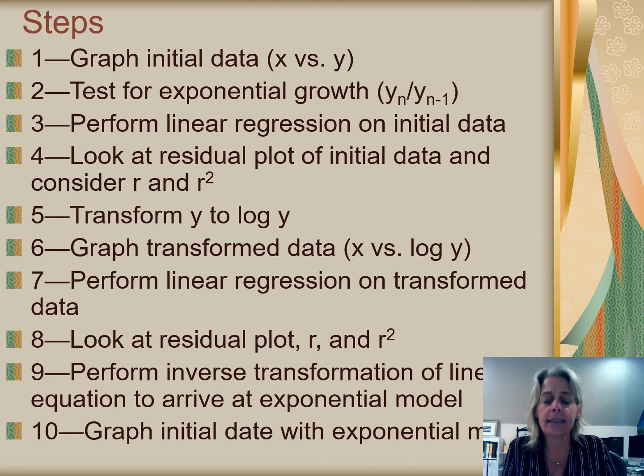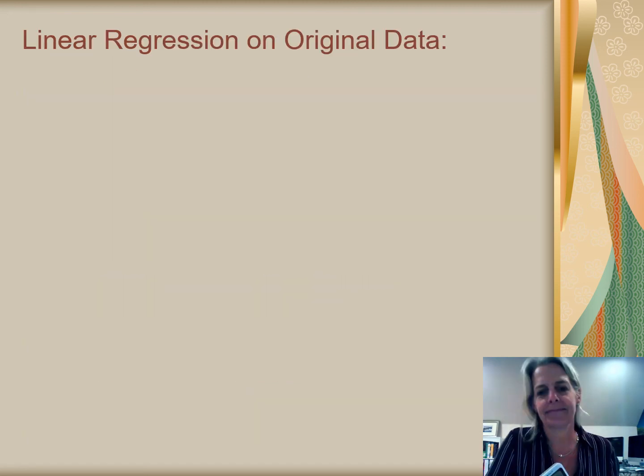and compare the residual plot, r, and r squared for our transformed model to what we had in our original model. And then if it's a better model, we can do what we call an inverse transformation or use the calculator, which is faster, to get the exponential equation, or what we call the exponential model, and show that on our scatter plot and see which one is the best fit.